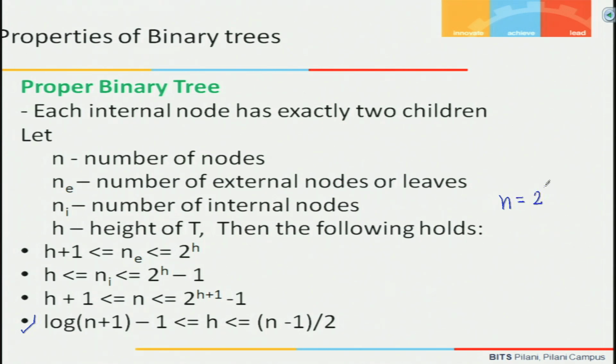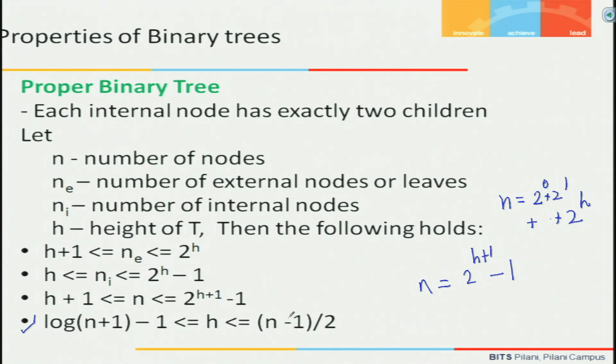So, n is nothing but 2 power 0 plus 2 power 1 plus up to 2 power h. That is the relationship between n and h, which is captured in this expression. You can use our standard geometric progression, and this becomes 2 power h plus 1 minus 1. If I now work with this equation, you will get the last property.